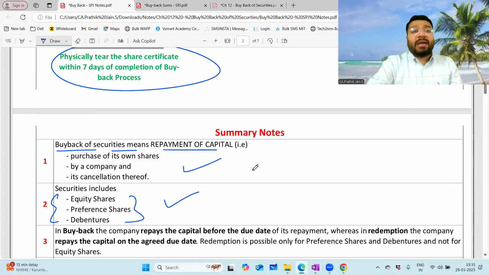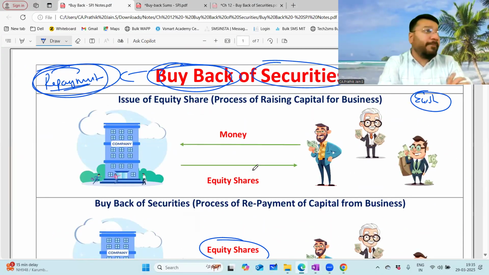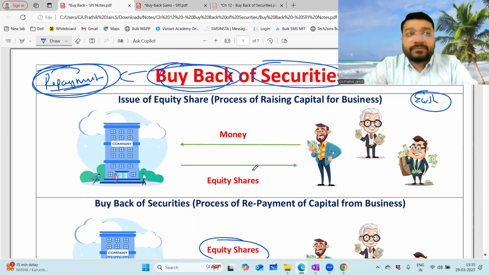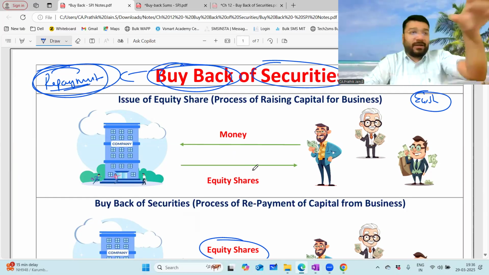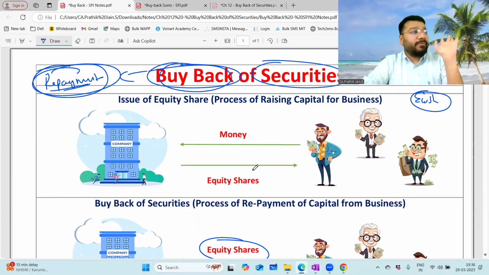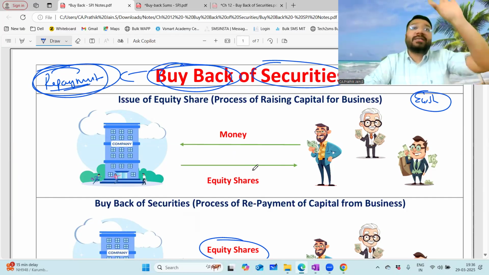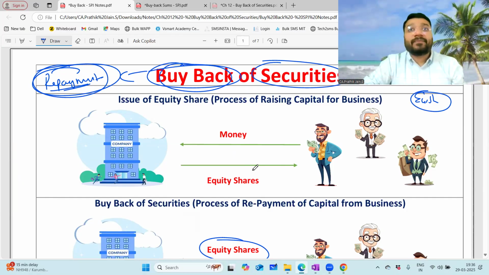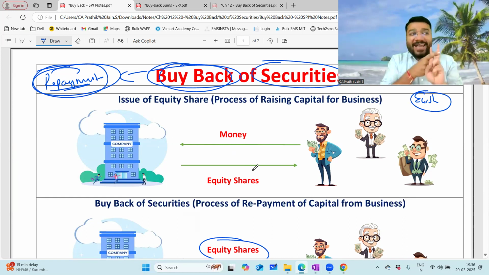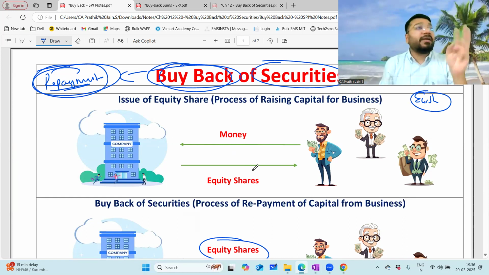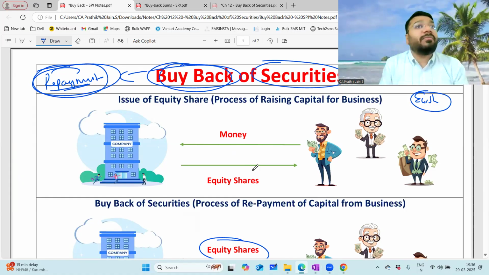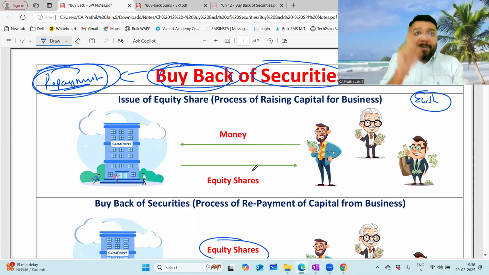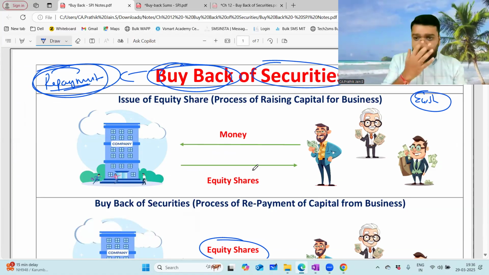So what is the meaning of buyback? Buyback is repayment. Repayment before the due date. Anything repaid before the due date is buyback. What is the meaning of securities? Securities include equity shares, preference shares, debentures. All these three are securities. Now, when I talk about buyback of securities in your CA Intermediate syllabus, our focus is only on buyback of equity shares. Buyback of debentures and preference shares is not there in your syllabus. Okay. What is the difference between redemption and buyback?